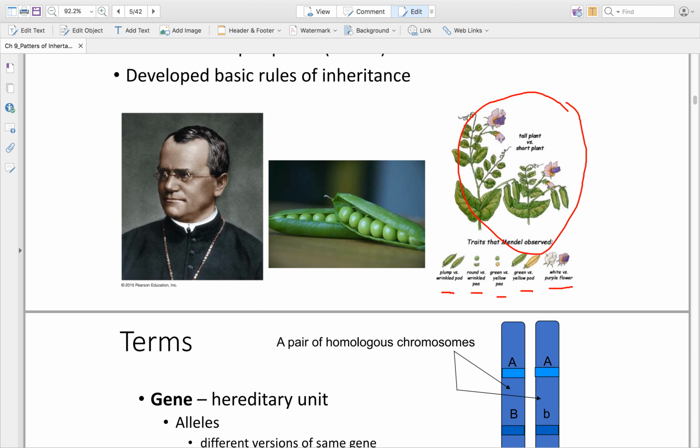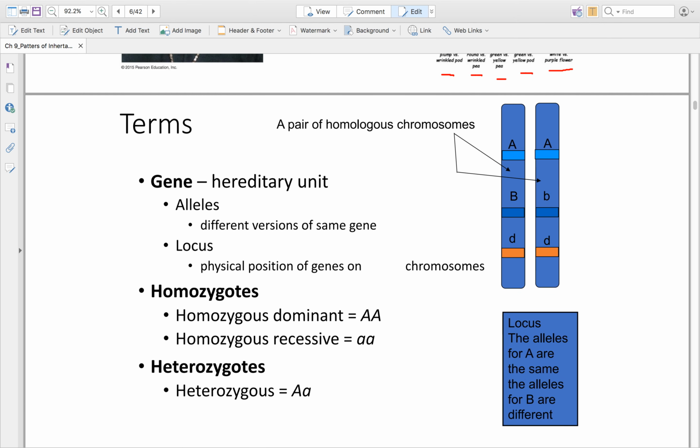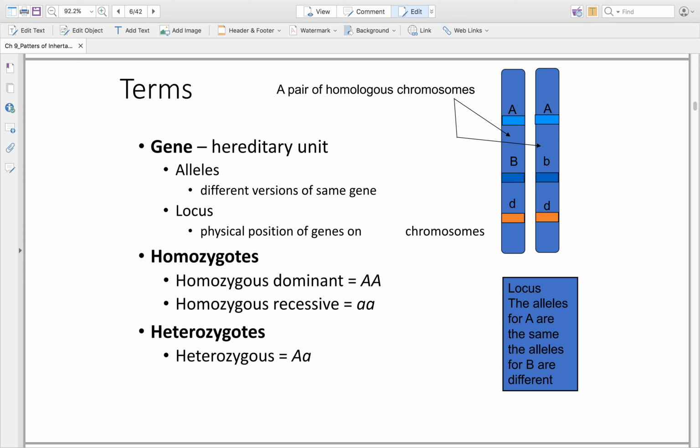Let's look at some terminology before we go over his study. These are important terms. In previous chapters, we learned what homologous chromosomes were. So this is a pair of homologous chromosomes. Let's say this one is the maternal and this one is the paternal. Homologous chromosomes have the same genes, but they're going to be different because you inherited one from mom and one from dad.